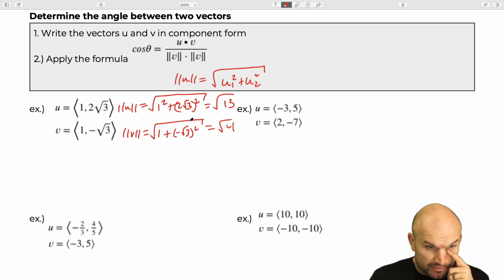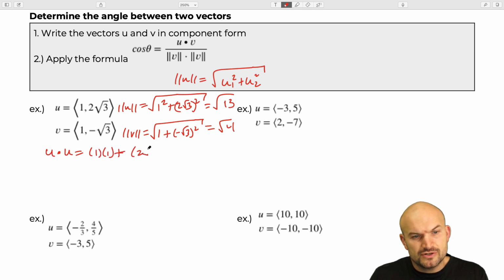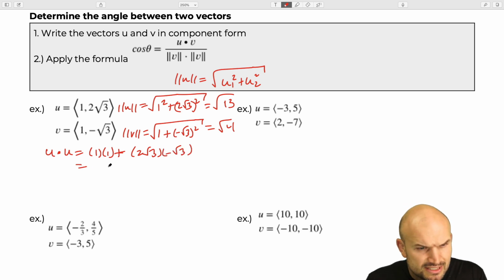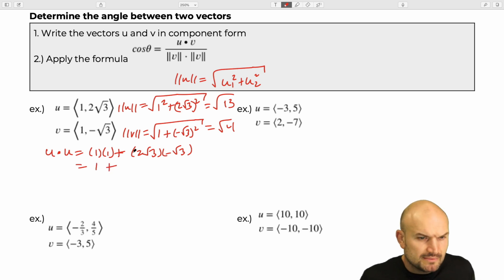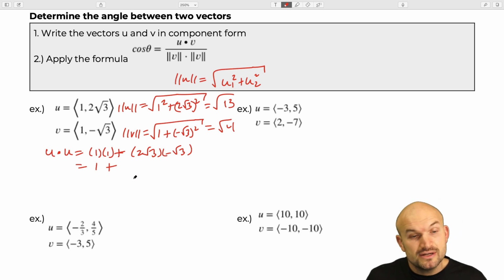Right. So the nice thing about this is if we now do the dot product, u dot v, you can see that's going to be a 1 times 1 plus, in this case, a 2 square root of 3 times a negative square root of 3. And so let's see what this is going to give us. That's going to give us a 1 plus a 2 times negative square root of 3 times square root of 3. So that's going to be negative 2 times 3, which is a negative 6, which is equal to 5.